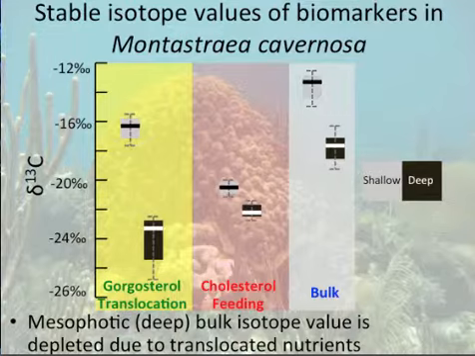So photosynthesis slows, the stable isotope value of these photosynthetic nutrients decreases, which in turn causes the stable isotope value of the organism as a whole to decrease.